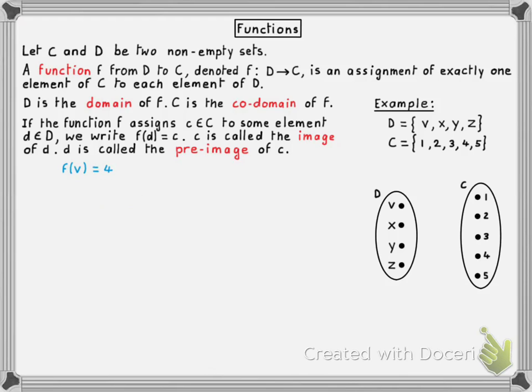One way to represent this in our graphical representation here is with an arrow from V to 4. Notice again the arrow goes from the element in the domain to the element in the codomain. So in this case we say that 4 is the image of V. In other words, 4 is at the head of the arrow here, and V is the pre-image of 4. In other words, V is at the tail of the arrow.